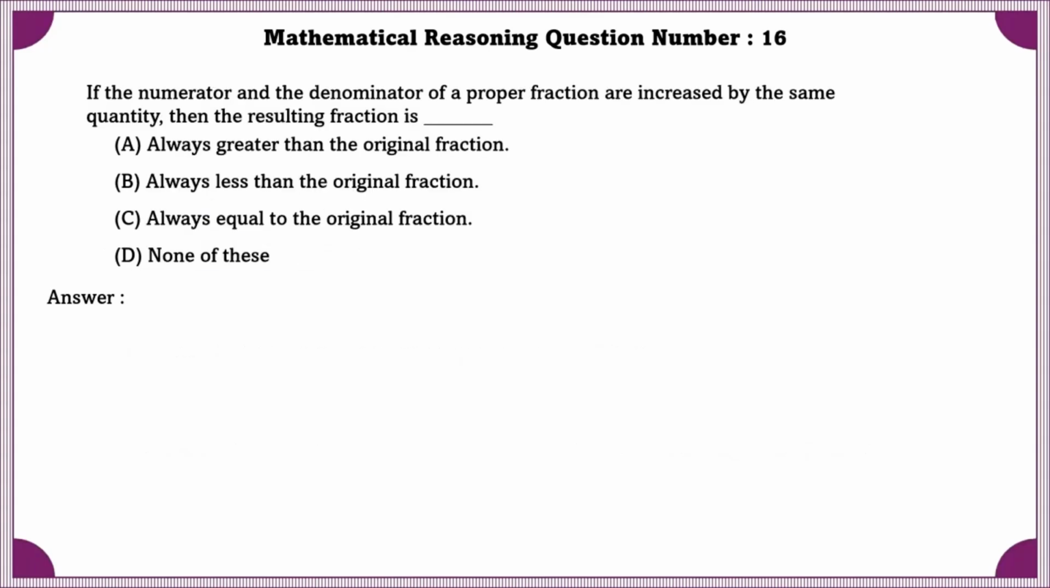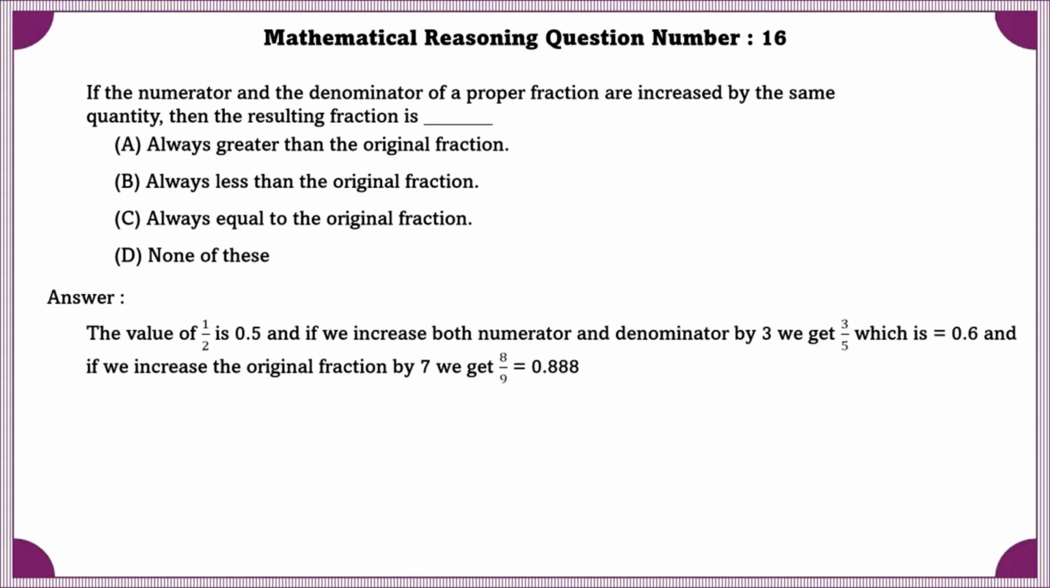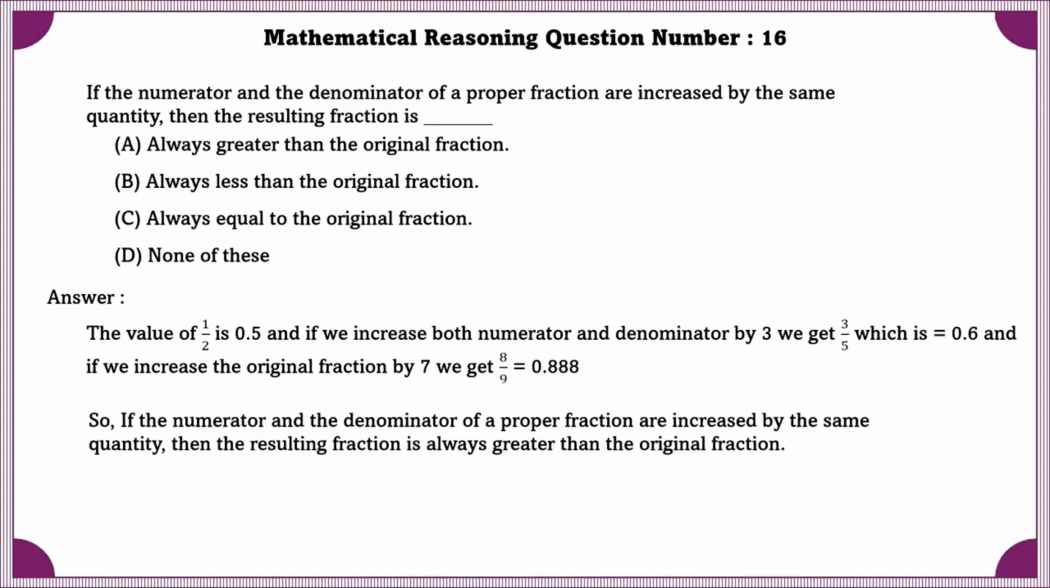Mathematical reasoning question number 16. If the numerator and denominator of a proper fraction are increased by the same quantity, then the resulting fraction is... The value of 1 by 2 is 0.5. And if we increase both numerator and denominator by 3, we get 3 by 5, which is equal to 0.6. And if we increase them by 7, we get 8 by 9, which is equal to 0.888. So if the numerator and denominator of a proper fraction are increased by the same quantity, then the resulting fraction is always greater than the original fraction.